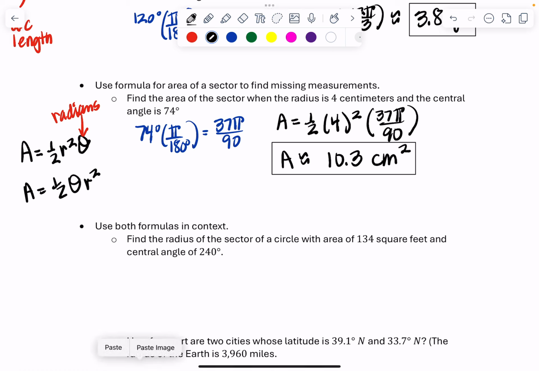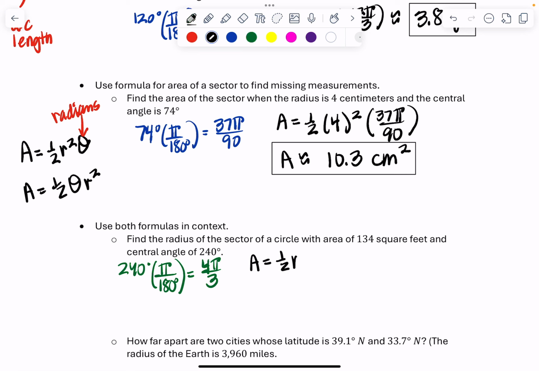We know we're using that area formula that we just wrote down. We do know that this 240 has to change, right? 240 degrees. If I need this theta, I need it to be in radians. So they're messing us up again, making us do a little bit more extra work. So 4 pi over 3. All right, now I've got the radians, so now I can plug in the formula. Area is 1/2 r squared theta. Let's see, area is 134. R is what we're looking for, and theta is 4 pi over 3.